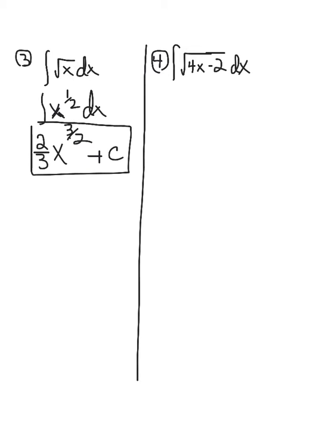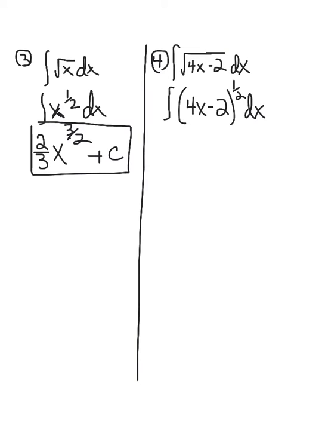Now over here on the right, let's do the same thing. Let's start by making this 4x minus 2 to the 1/2 power. Because you have an expression here being raised to the 1/2 power, as opposed to just one variable raised to the 1/2 power, that's when we're going to have to do U-substitution. So let's figure out what that U is going to be.